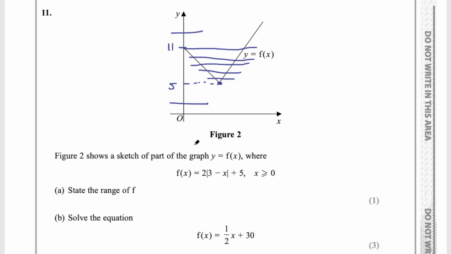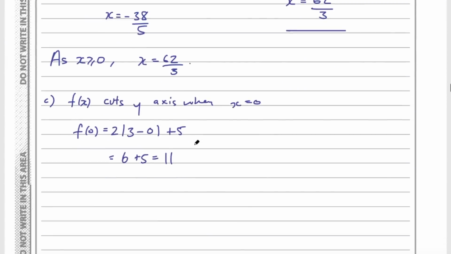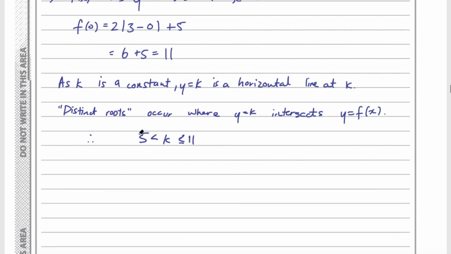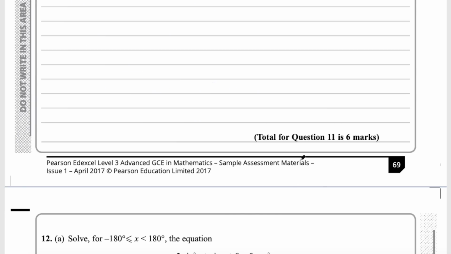So let's just give a bit of an explanation. So as k is a constant, y equals k is a horizontal line at k. Distinct roots occur where y equals k intersects y equals f of x. So therefore, k is between 5 and 11. Now it could equal 11 because there are 2 points at 11, but it can't equal 5. It can only be greater than 5. If it did equal 5, it would only cut the graph once at y equals 5. So k is greater than 5 and less than or equal to 11 for part C. And that was question 11 for 6 marks.